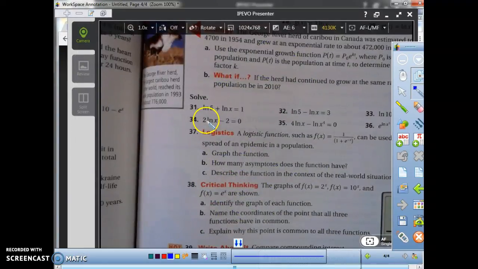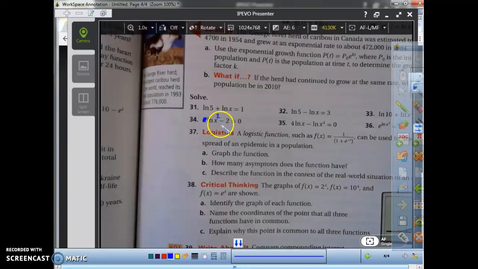Okay, so I would start by bringing this 2 up here as a power. So this is gone, and I notice it's just ln of x squared, and then minus 2. So I could add 2 to both sides, and I end up with ln of x squared is equal to 2. Remember that the base for ln is just e. So it ends up being e squared is equal to x squared.